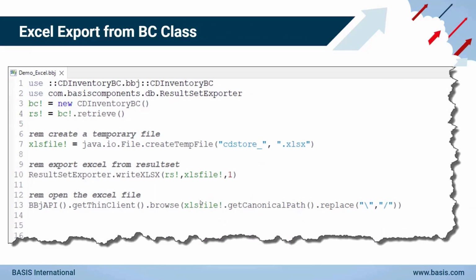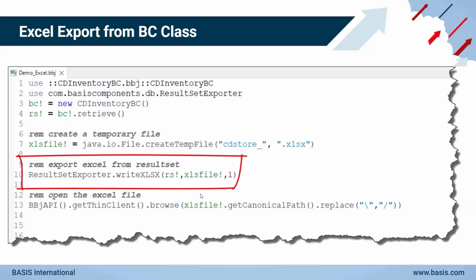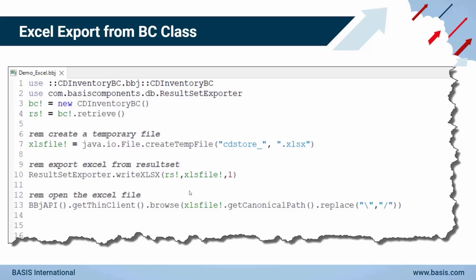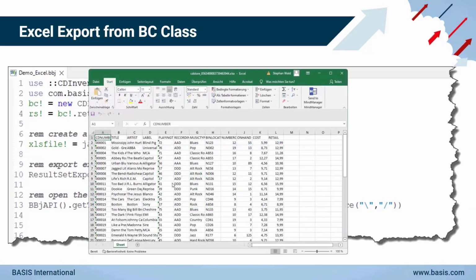As a last quick example, I'm showing you how to export a result set you have obtained from a BC class directly to Excel. Again, we see the retrieve on top, and then we use the writeXLSX method from the result set exporter to convert the result set into an Excel file. And then the last statement opens the Excel file through the BBj thin client.